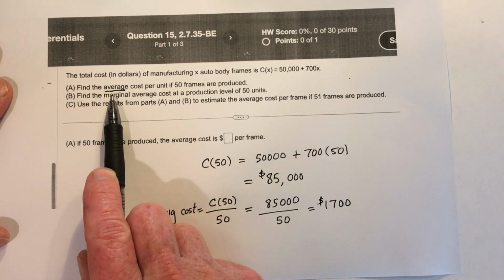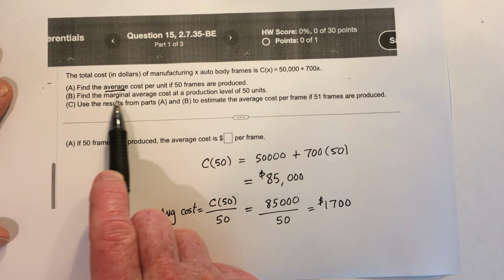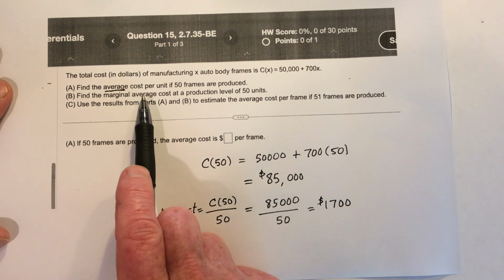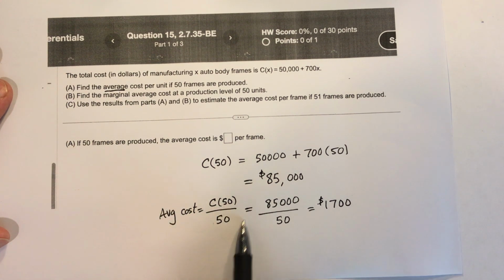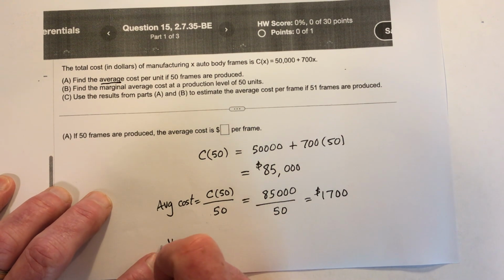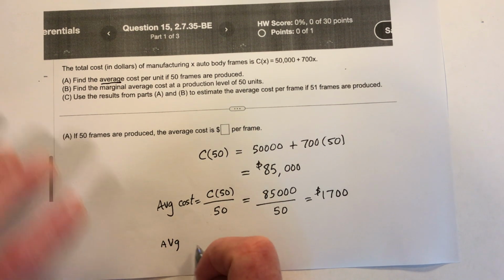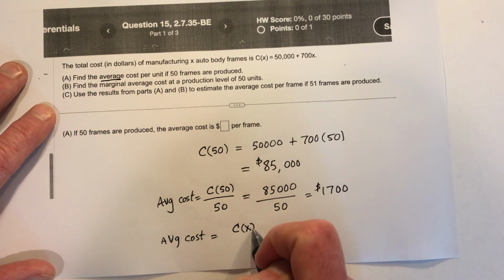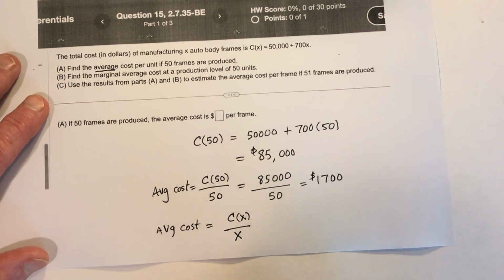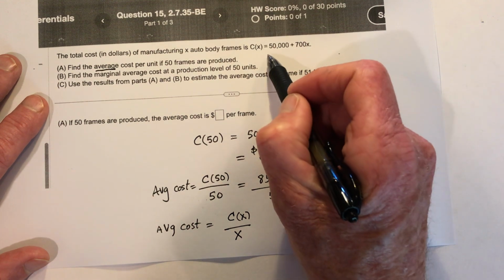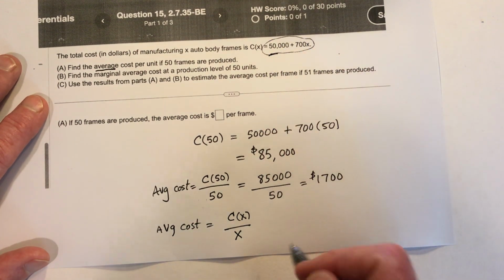And then part B is find the marginal cost. So the marginal means take the derivative. And basically it has to be the marginal average. So I have to do this in general and then take the derivative. So this was when it was a 50. So in general, the average cost is the C function and then divided by whatever x you have. In this case, it happened to be 50 and we got that number. But in general, it is take this function and then divide that by x.